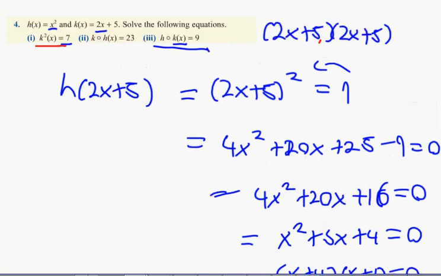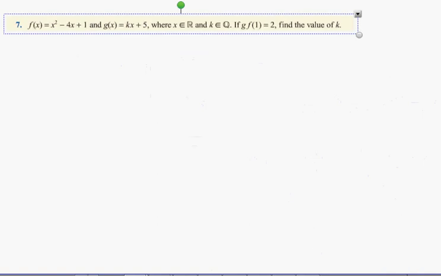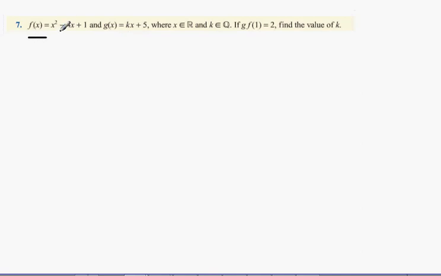Do you check those answers? Don't need to check it, there's no verify. Now, the next one, f of x and g of x. x is an element of R, which means x can be any number, a negative fraction, a positive fraction, it doesn't matter. And k is an element of Q. k element Q means it could be a positive or negative number, whole numbers.